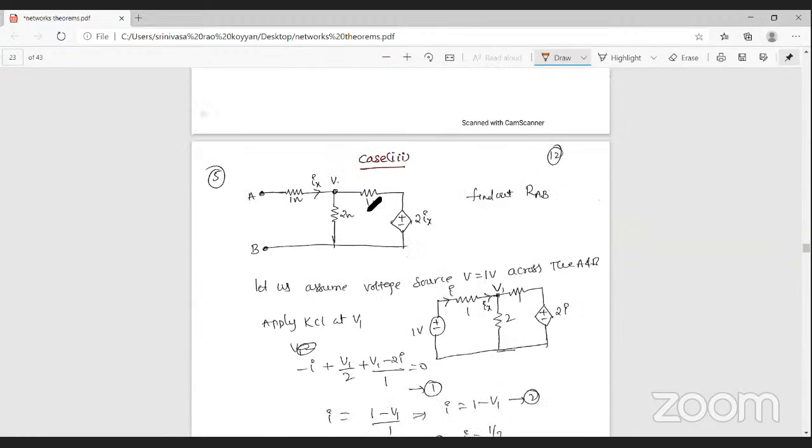Case 3. You can observe that in this network there is only one source, that is a dependent source. In this dependent source network, you consider a 1 volt source or a 1 ampere current source across these two terminals. Find out the Thevenin's resistance across RAB.